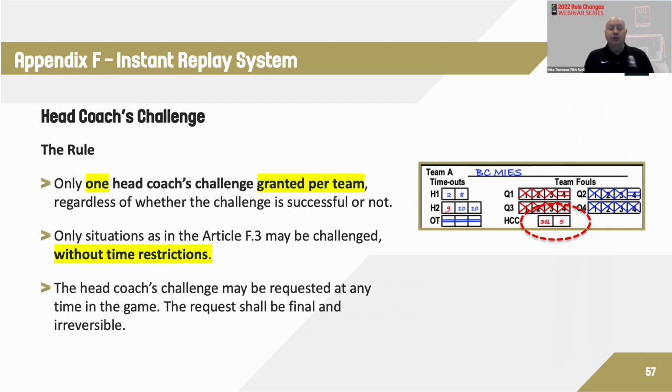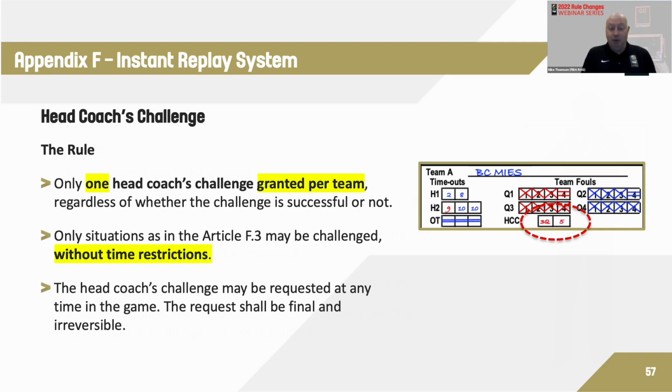It is only situations that are already covered in Article F.3, those situations that may be reviewed under the IRS, that may be challenged. However, without time restrictions. An example of that would be, we spent quite a bit of time in this webinar earlier looking at a potential shot clock violation in the last 2 minutes. We may have a potential shot clock violation that occurs 5 minutes into the game. If the head coach wishes, they may challenge the decision of the referees and have that potential shot clock violation reviewed at that time under the head coach's challenge.